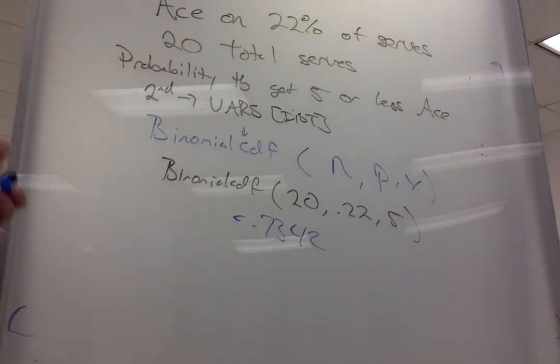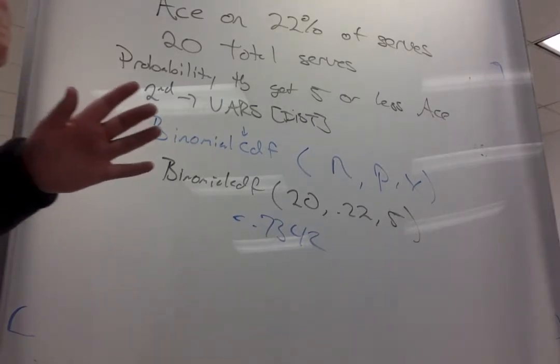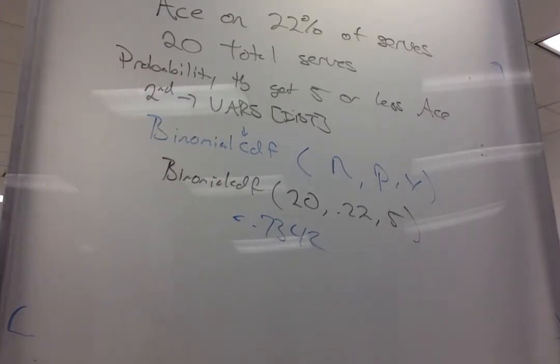And bada boom, bada bing, there is a 73.42% chance, or 0.7342 is the probability. So given that you have a 22% chance of having an ace on any single serve, if you serve 20 serves, what's the chance that you get 5 or less total aces? 73% chance approximately, right? Now, there's going to be a couple times where this gets tricky, right?